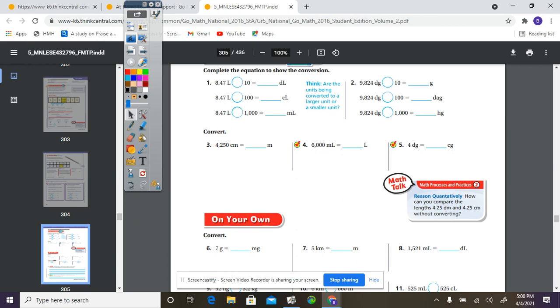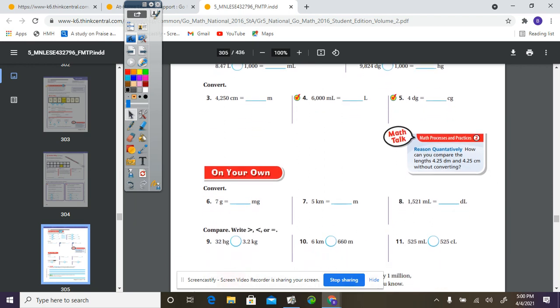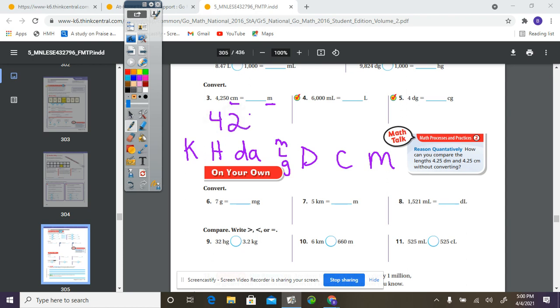All right, so we're going to look at number 3. And I'm going to write down that chart. So it's kilo, hecta, deca, base, which is meters, liters, grams, deci, centi, milli. Okay? So we're going from centimeters to meters. So I want you to write down the number 4,250.